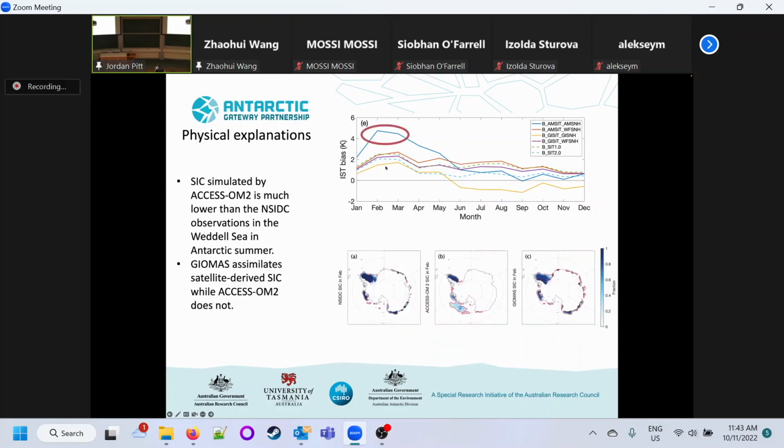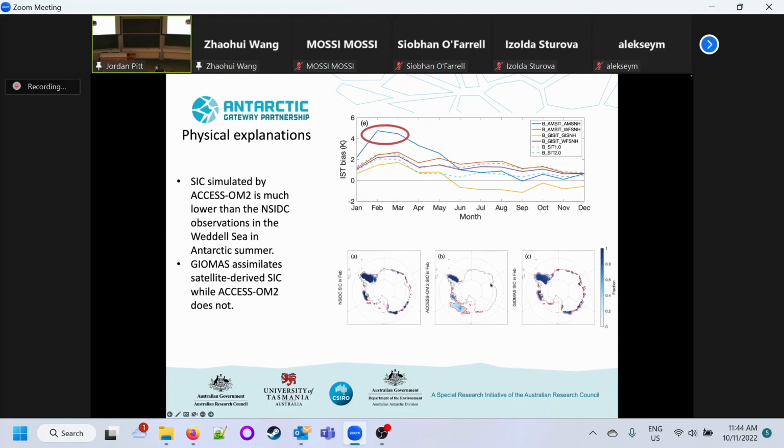And for the warm bias in the summer here, it is caused by the Polar WRF simulation including the ACCESS-OM2 simulated sea ice thickness and snow height. Here it's because the ACCESS-OM2 simulated sea ice concentration in summer is much lower than the observed SITC. This is mainly because ACCESS-OM2 doesn't simulate the satellite derived sea ice concentration, while GEOMASS simulated the SITC sea ice concentration.